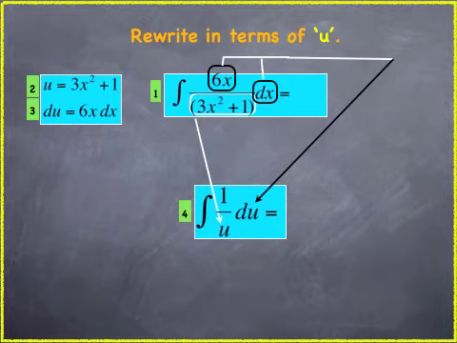Now, don't forget, the numerator doesn't completely disappear, okay? When you get rid of the 6x dx, you're left with 1 in the numerator. So that's why in item 4 you wind up with the integral of 1 over u du. And you can see that item 4 is certainly a lot simpler integral than what you had in item 1.